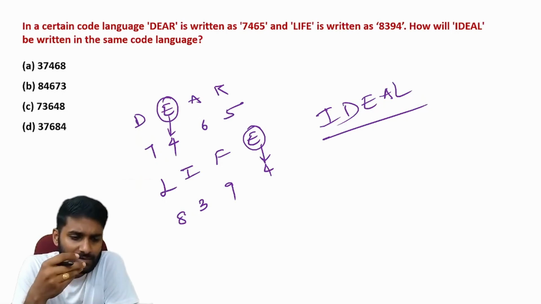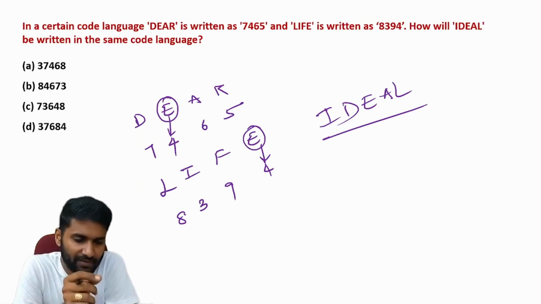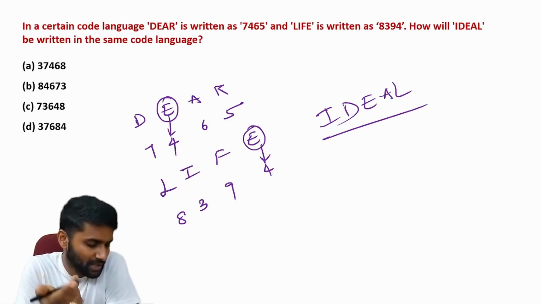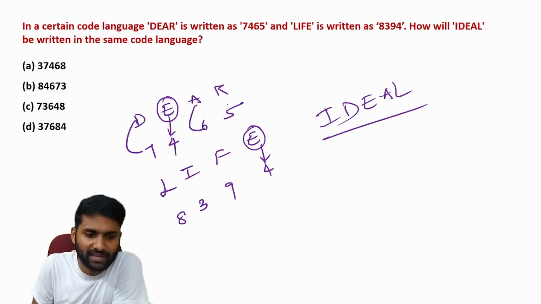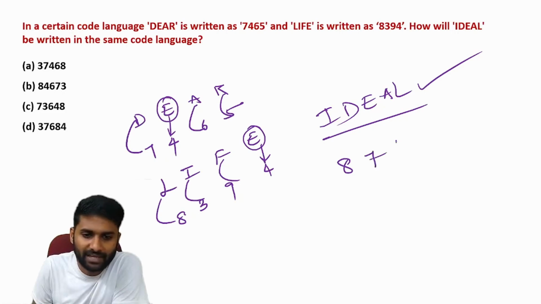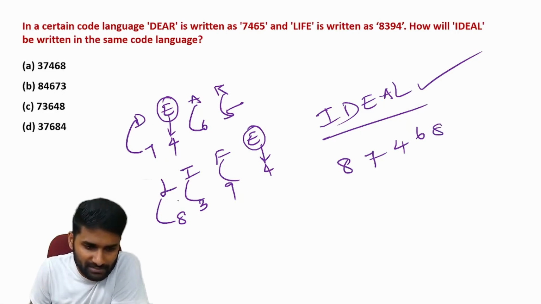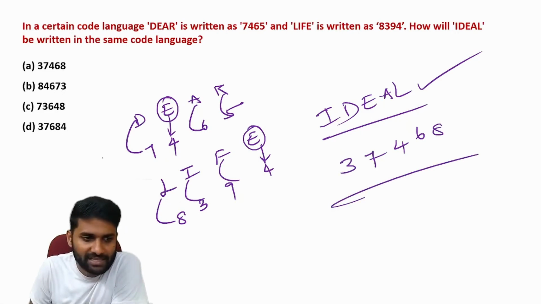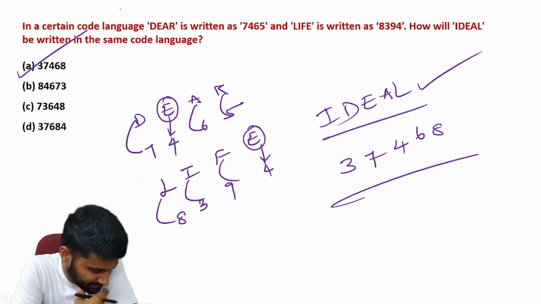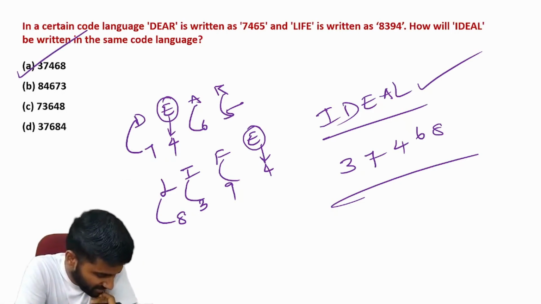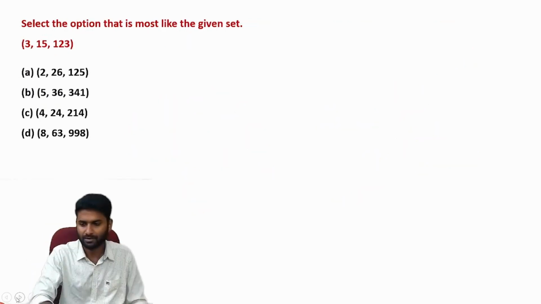So if E is 4, according to this comparison, each position of a letter and number gives the exact code. That means the code for D is 7, A is 6, R is 5. You can conclude it, guys. L is 8, I is 3 and F is 9. Now verify the code for IDEAL. I is 3, D is 7, E is 4, A is 6, L is 8. Sorry guys, L is 8, I is 3. So 37468 is the correct answer. A is the correct answer. Very good, Nagalakshmi, very good. Mohit, super. Razi, Monica, super. Now give me the answer.